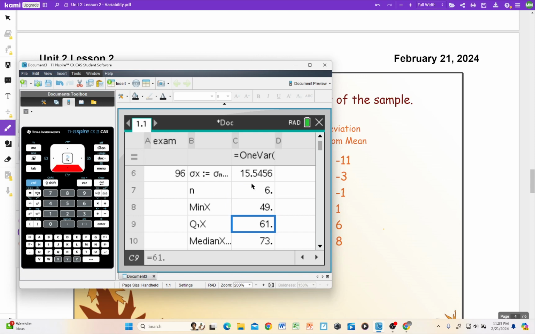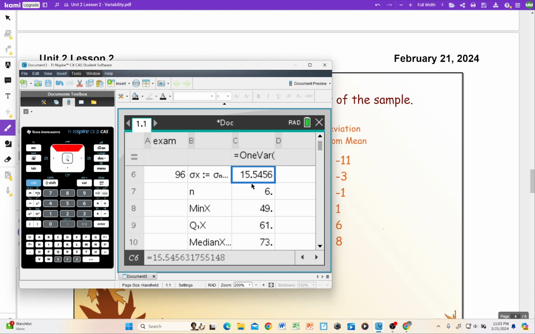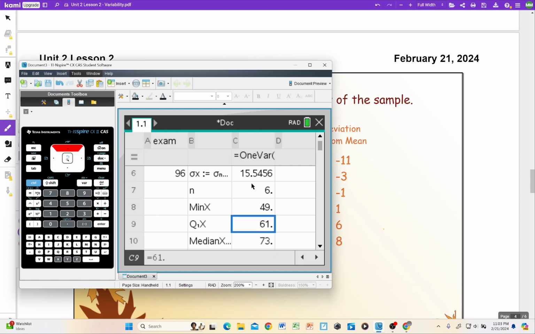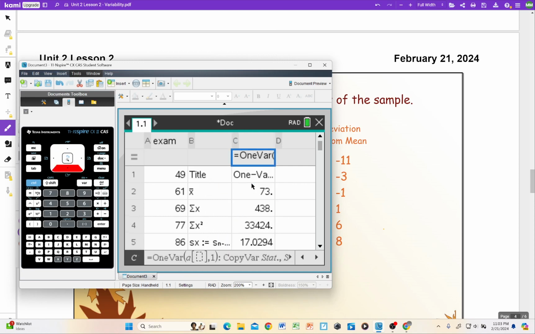Now, if we scroll down here, you're going to see some other things you might recognize. Quartiles, we're going to learn about that, kind of review that next lesson. n is 6 data points. Median, 73. And here's an interesting one, sum of squared deviations. This is part of the calculation for standard deviation. But anyway, the most important numbers on here are the average 73, standard deviation, median. Perfect. And that's how you do it on the calculator.